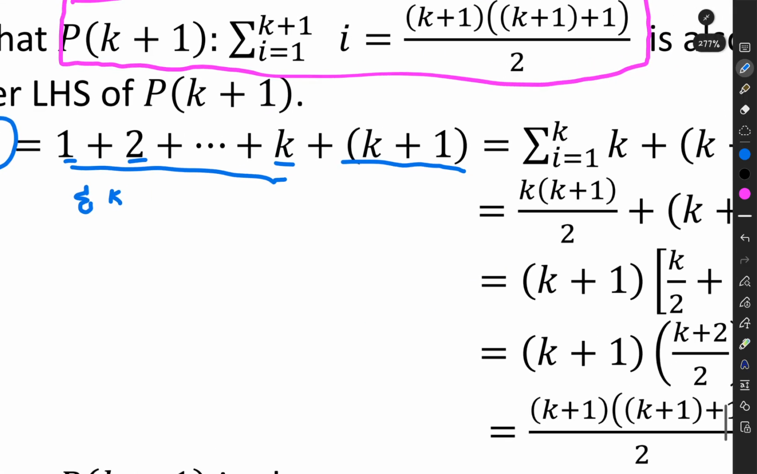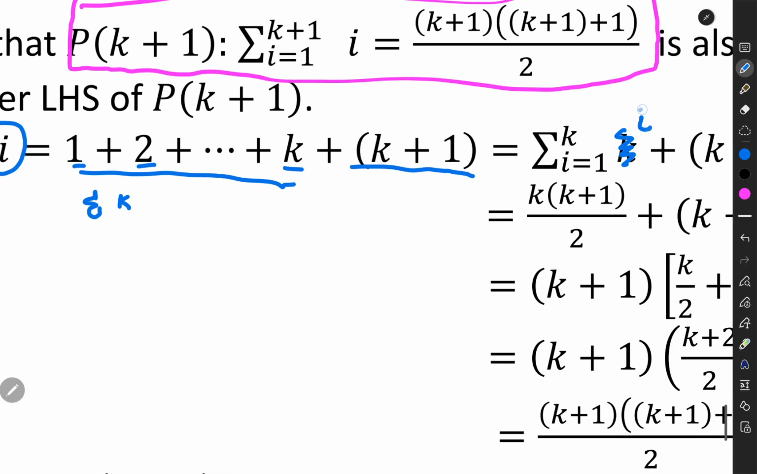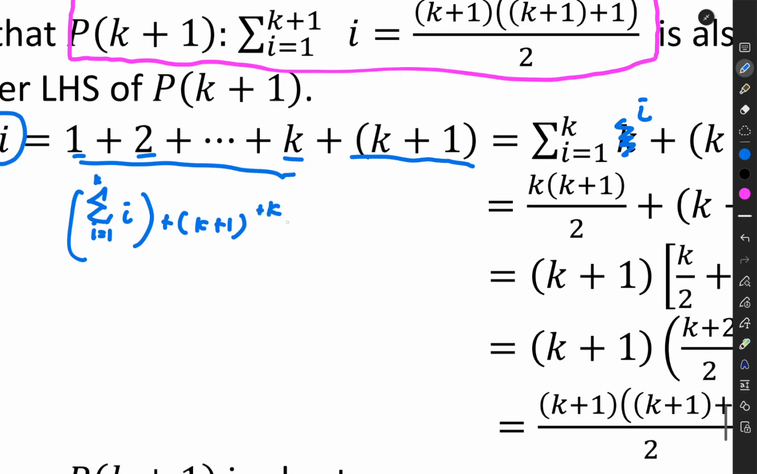Okay, yang itu adalah I. Yang ni k is, yang ni adalah I. I is from 1 to k, okay, for your summation I. This is the summation up until the k term plus the k plus 1 term sebenarnya. Okay, so 1 tambah 2 sampai tambah ke k term tu can be simplified to this one. Okay, the summation of I from 1 to k, okay, plus with the next term, which is k plus 1 term.